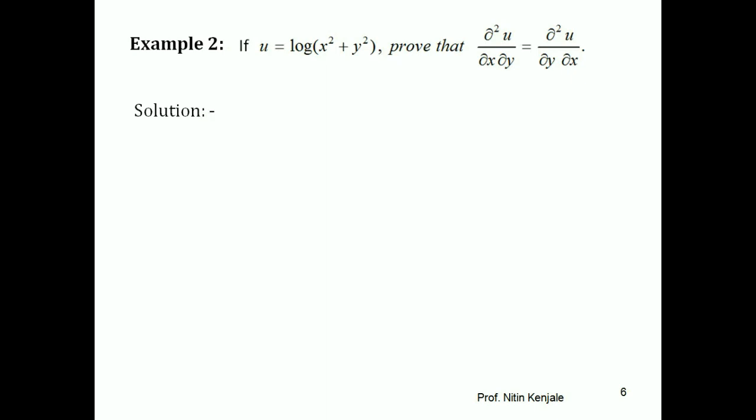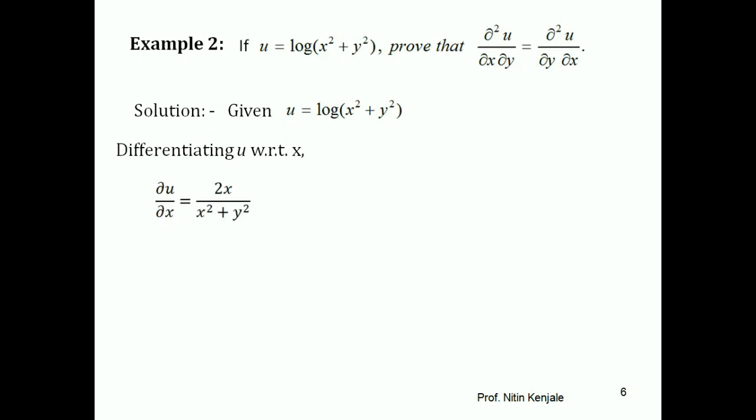Let us see the solution part. Given u is equal to log of x square plus y square, differentiating u partially with respect to x, we get ∂u/∂x is equal to 1 by x square plus y square into 2x, that is 2x upon x square plus y square.